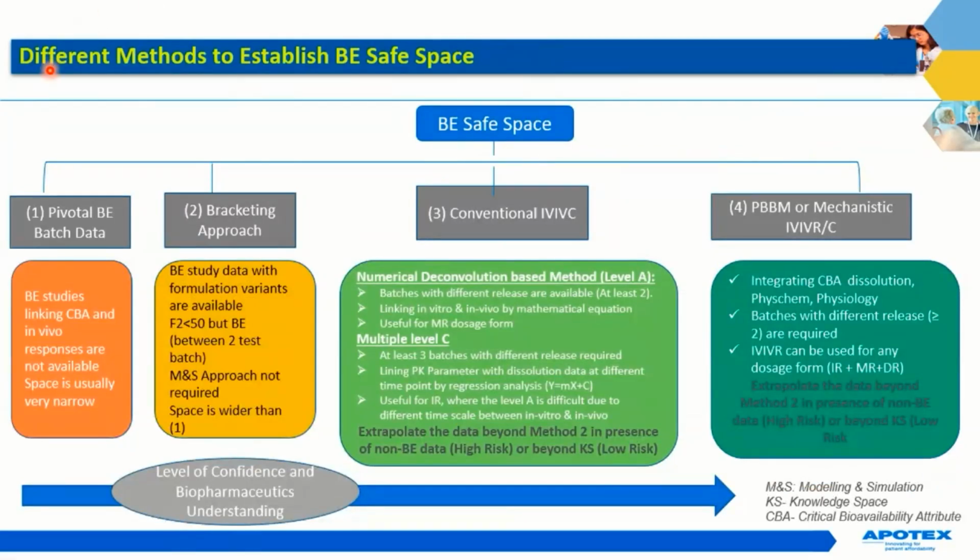In this slide, we are going to talk about the different methods available to establish the BE safe space. The first one is very simple and a very traditional one. This is usually very narrow because the impact of critical bioavailability attributes was not evaluated in vitro and in vivo, and hence very limited data is available. The safe space may be unnecessarily too tight because the relevance of the narrow space is unknown.